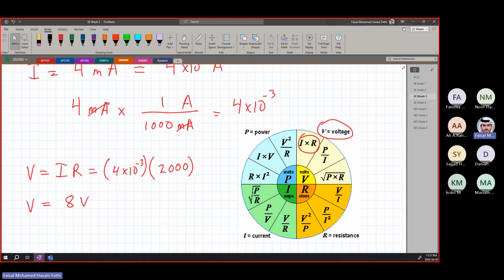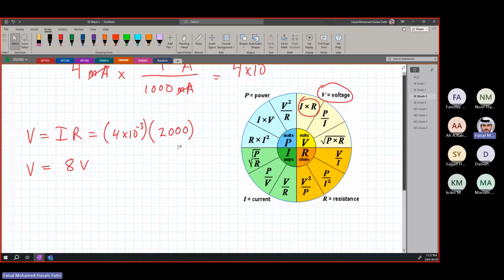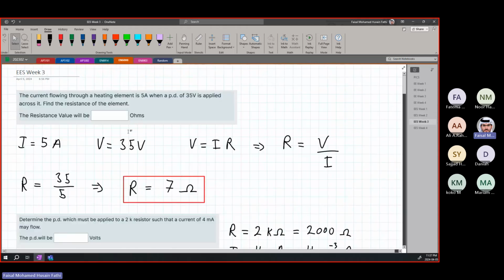Now, everything clear so far? Now we will go into parallel and series. So everything is clear so far: how to use the circle, power law, Ohm's law, very straightforward. Now, let's look at the next question.